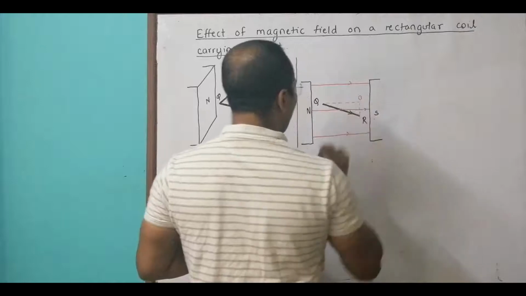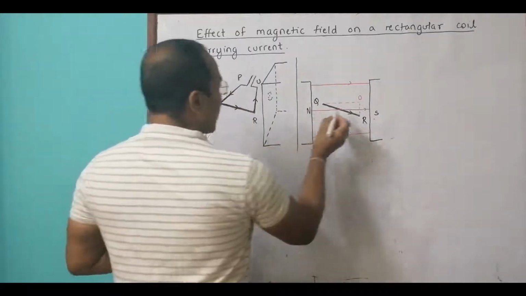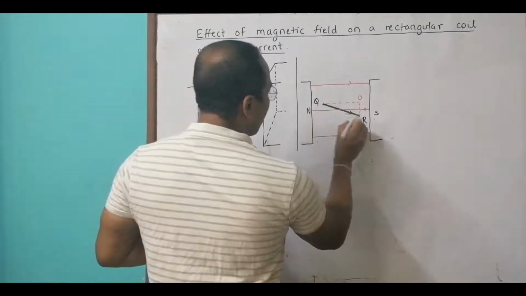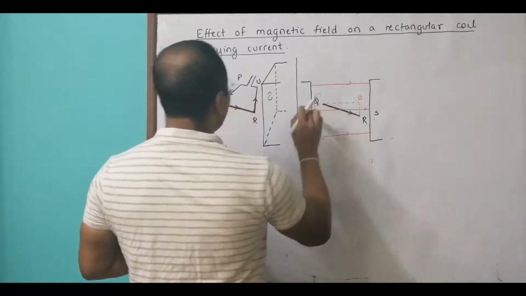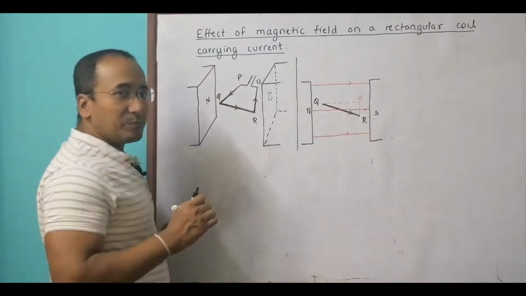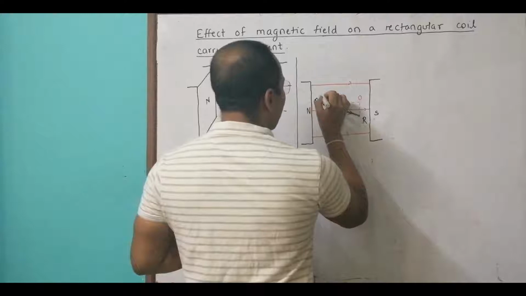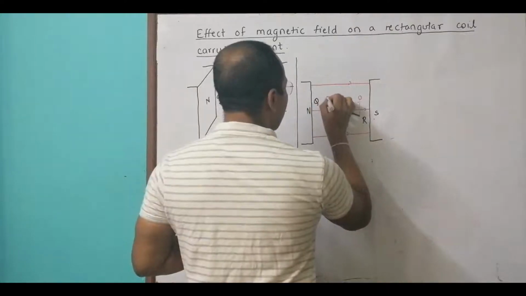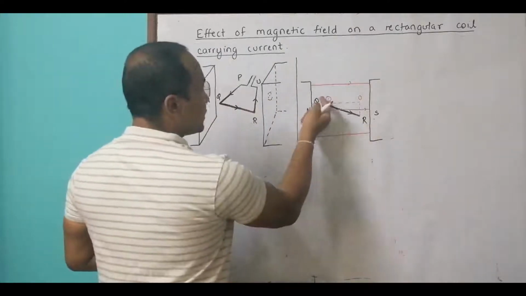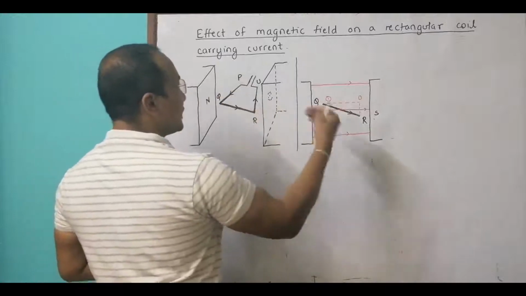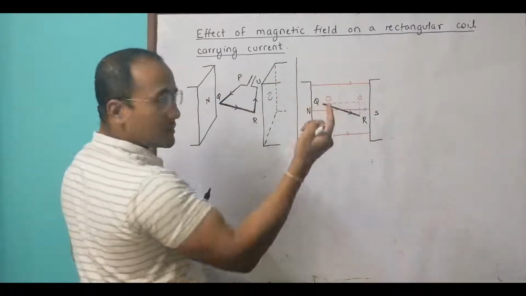So this is O. Now in QR the current flows like this. So in this Q current is coming from P. So that's why I will use here a dot circle, because current is coming towards us. From P to Q, means from that side to this side, current is coming towards us.